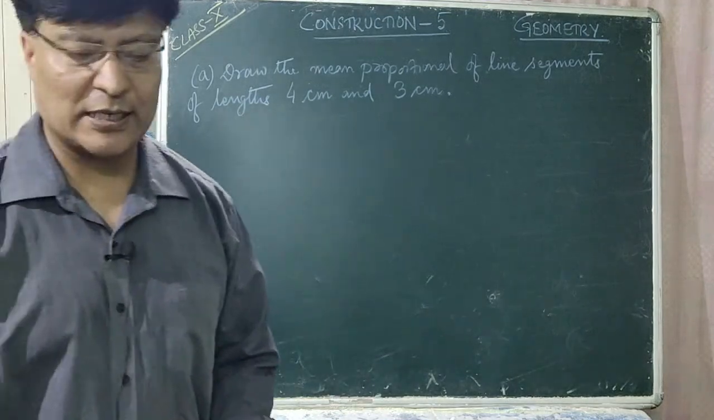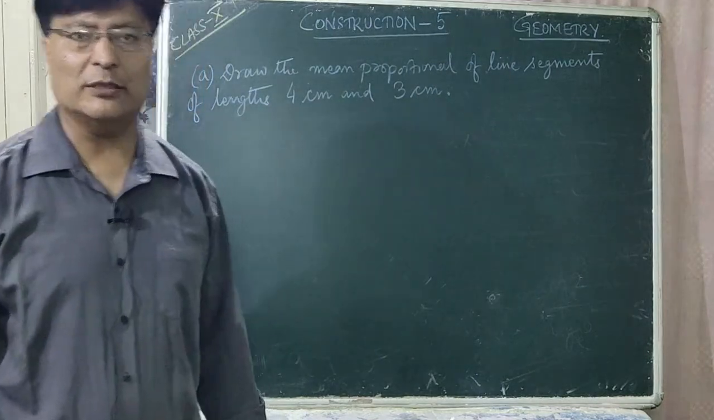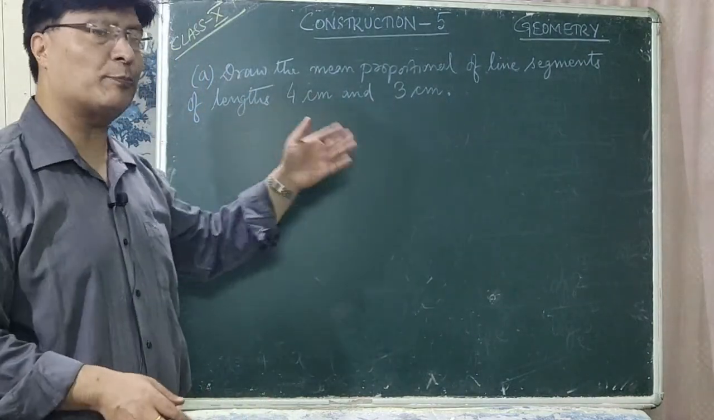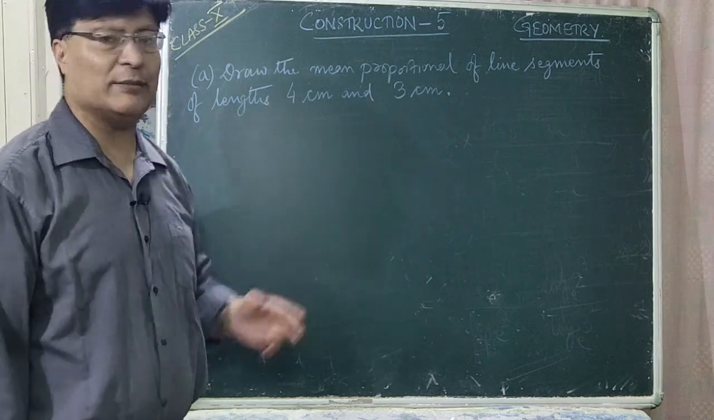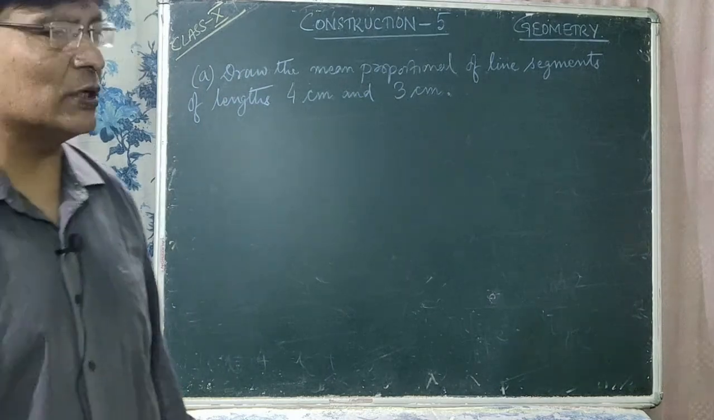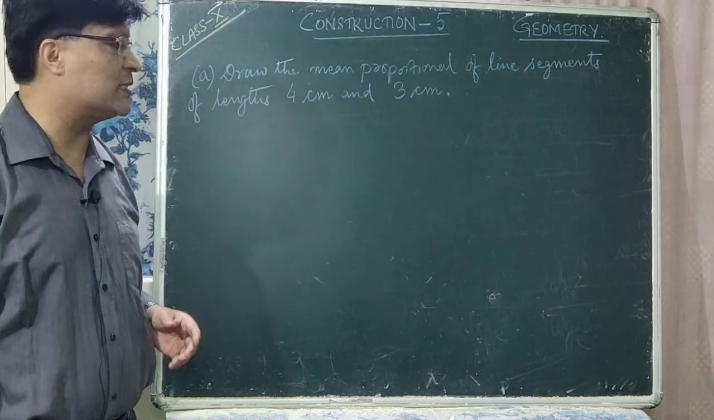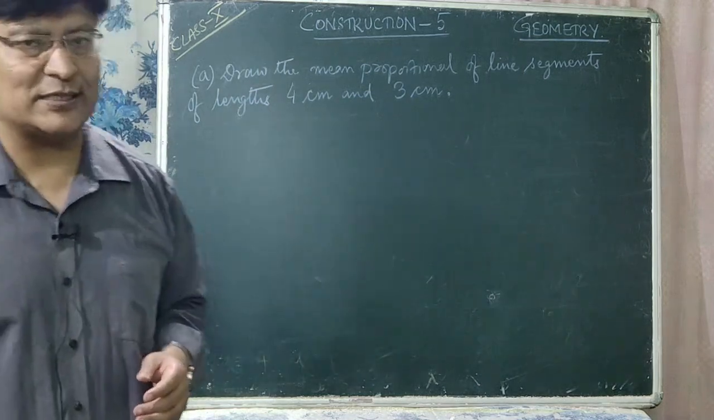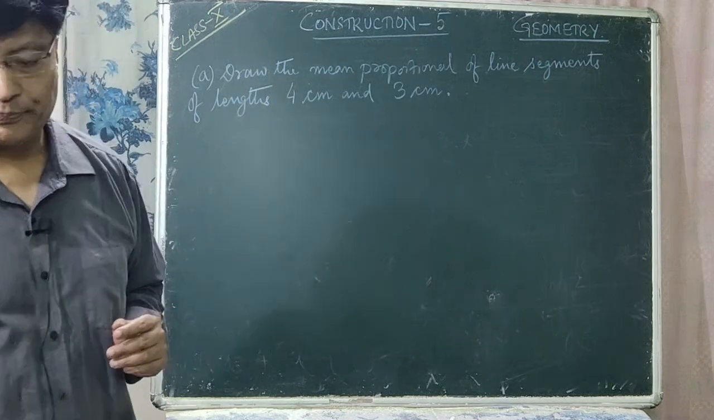One length is given as 4 cm and the other length is given as 3 cm. You have to find the mean proportional of these two line segments. With the help of a compass, ruler and pencil, you have to find the mean proportional of these two lengths, 4 cm and 3 cm. So let us do the construction now.